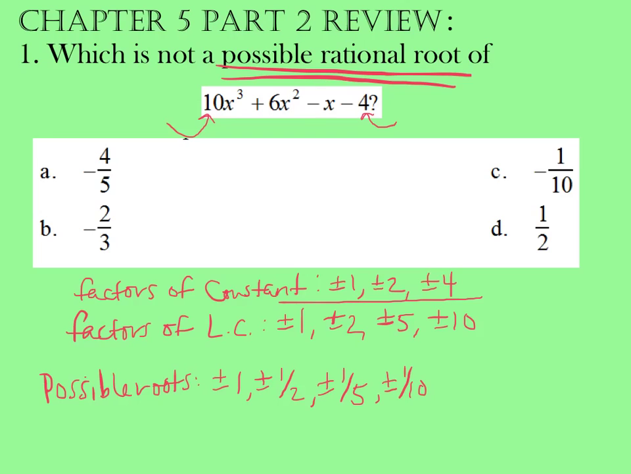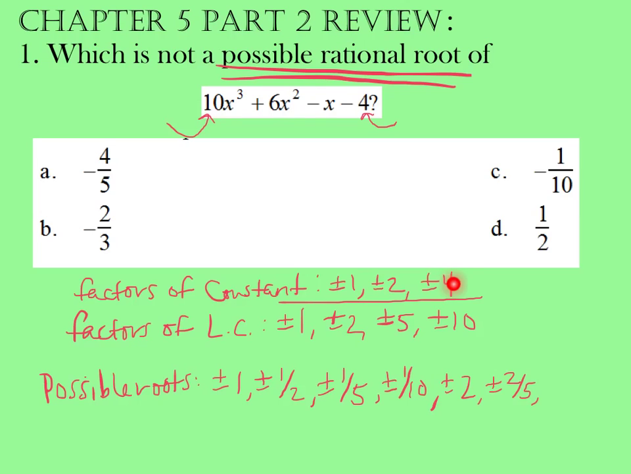Now, since I've divided 1 by all of those things, I'm going to move on to 2. So now I take 2 divided by 1, plus or minus 2. 2 divided by 2, that's plus or minus 1, but we already have that listed, so we do not have to list it again. 2 divided by 5, plus or minus 2 divided by 5. I have 2 divided by 10, which, if I reduce it, is plus or minus 1 over 5, which I already have, so I don't have to list it again.